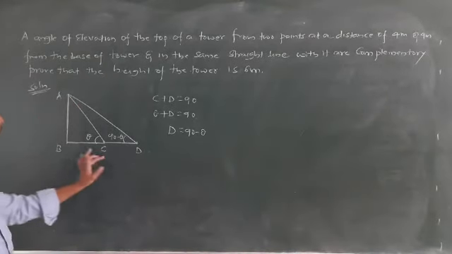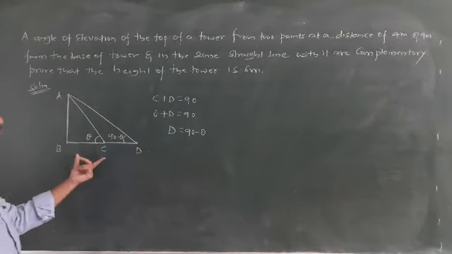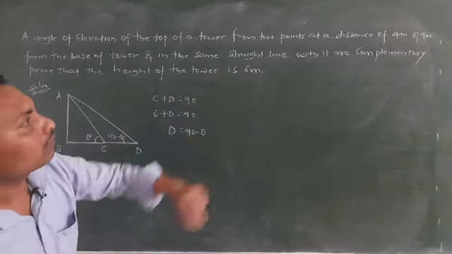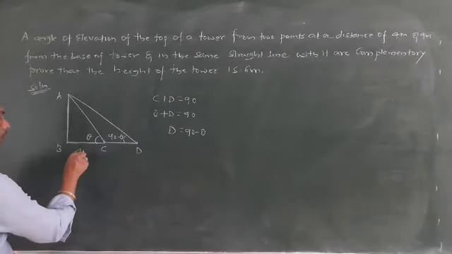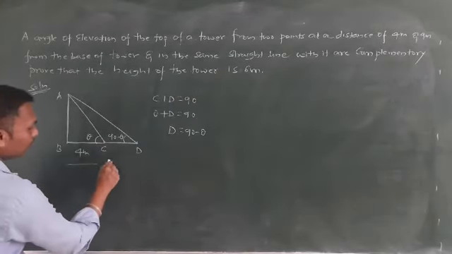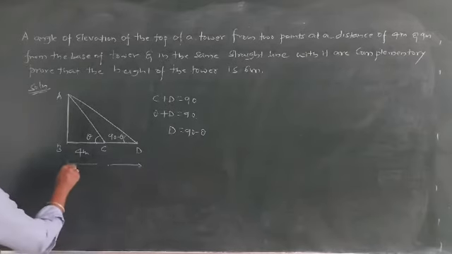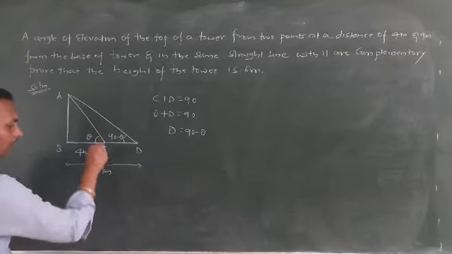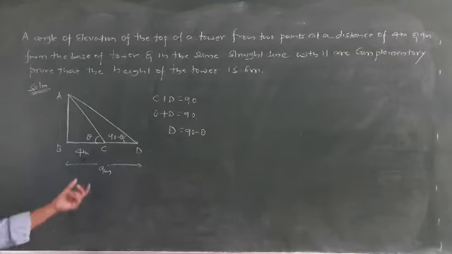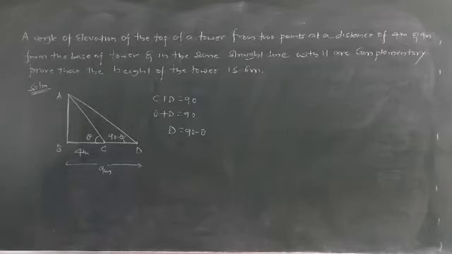So A, B, C, D. BC is given, the distance of the points from the base. How much is given? 4 meter. And BD, the total, how much do we have? It is 9 meter. So BD is 9 meter, and BC is 4 meter. Now we can apply the proper trigonometric ratio to get the answer.